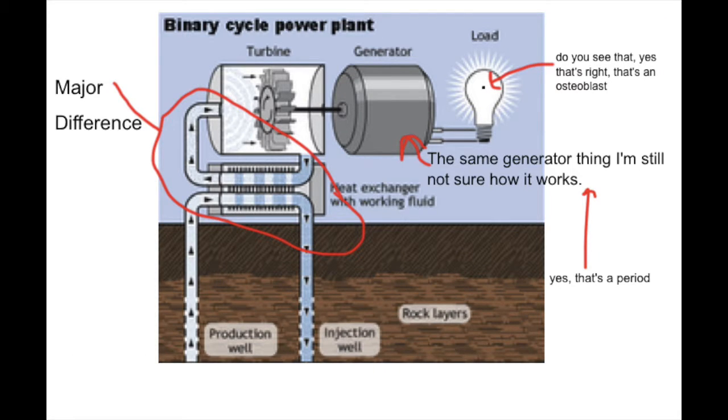The third type of GEGP is the binary cycle power plant. In this method, hot water is piped up just like the flash steam plant. However, in this method, the heat is transferred to another liquid that becomes a gas, and then the cooler remaining water is piped back down into the ground.